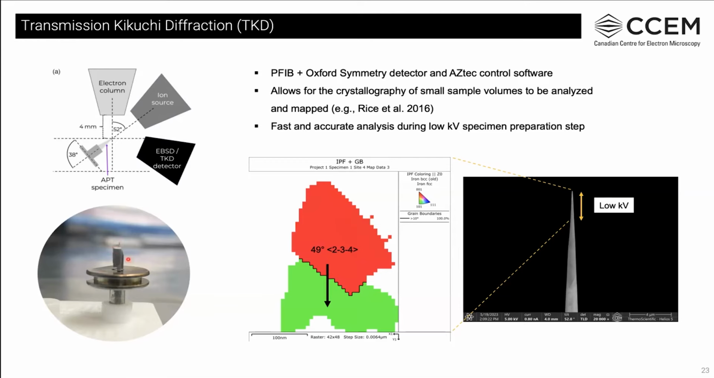The holder also has a slanted design to allow for a higher tilt angle if needed, such as doing EBSD of a thicker portion of the sample prior to annular milling. So, in the case of our steel sample, we're able to use TKD to confirm our boundary while mapping the misorientation across it and position it within the apex of our tip.